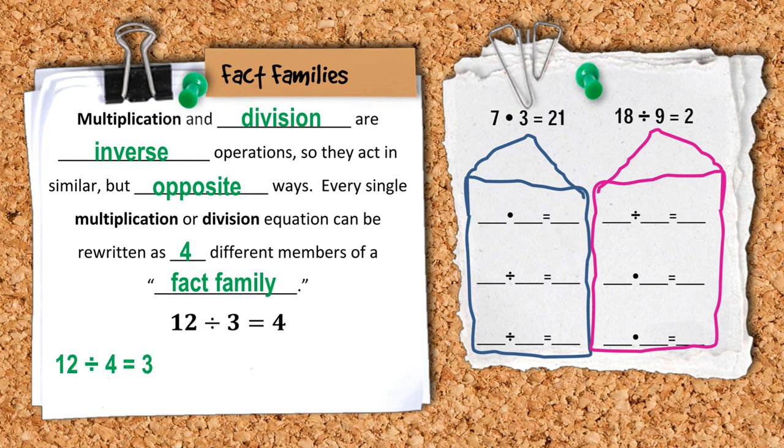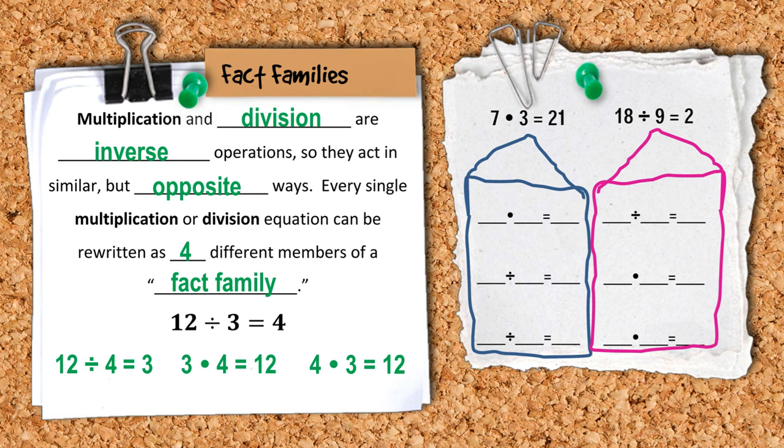There's 2 division facts here, and we're going to need 2 multiplication facts. It's going to utilize the same exact values, the same exact factors. 12 divided by 4 is 3, so likewise, 3 times 4 is 12. Because we know of the commutative property of multiplication, 3 times 4 is equal to 4 times 3, which also equals 12.